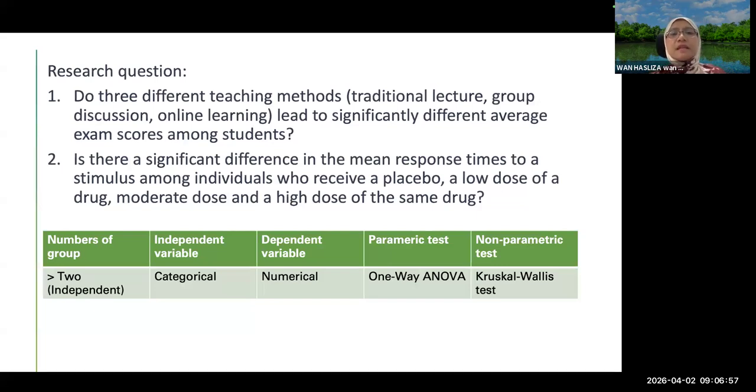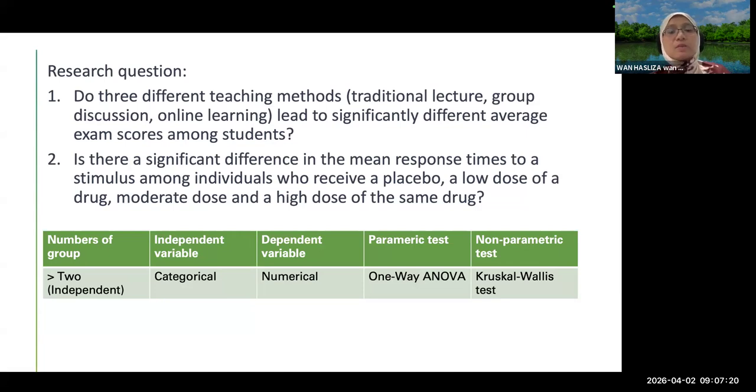Is there a significant difference of mean response time to stimulus among individuals who receive placebo, a low dose of drug, moderate dose, or high dose? Here you can see the independent variable. We have more than two groups. Now it is four: placebo, low dose of drug, moderate, and high dose. So we have four groups.